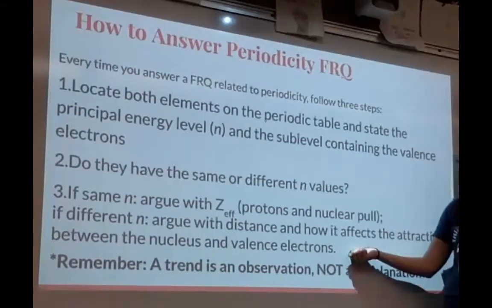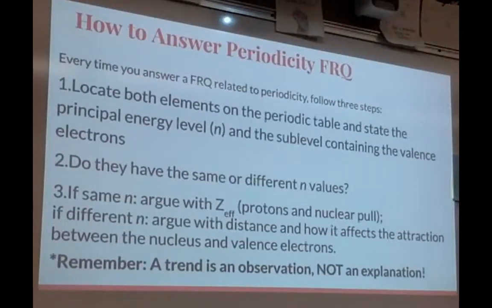Then we're going to argue based on distance. So distance between the protons in the nucleus and the valence electrons, and how it affects the attraction. We're still talking about the attraction between the protons and valence electrons. It's just what are we using as our justification.